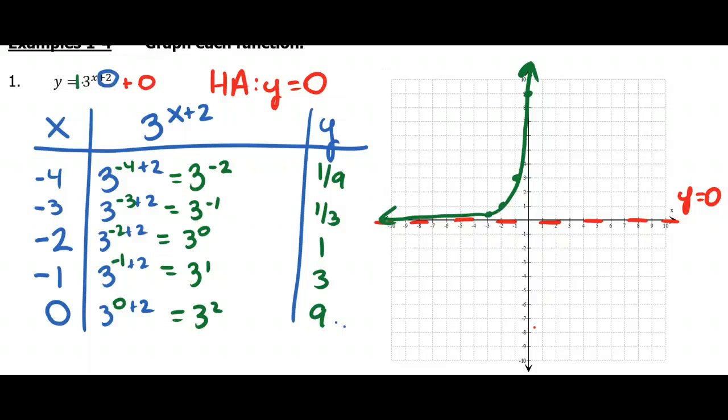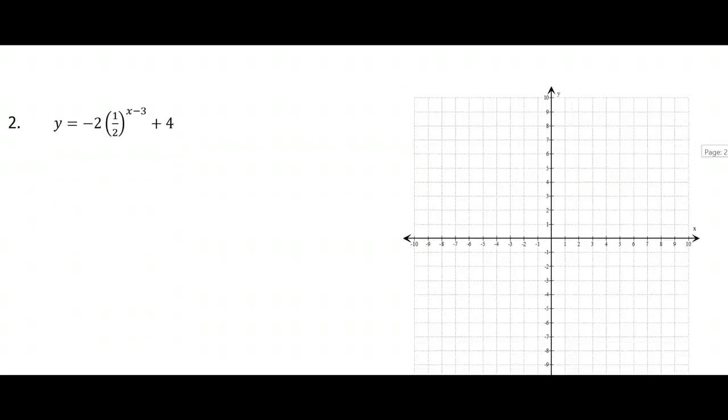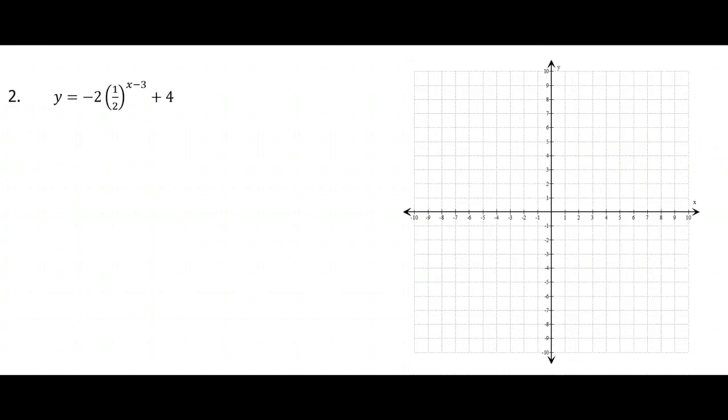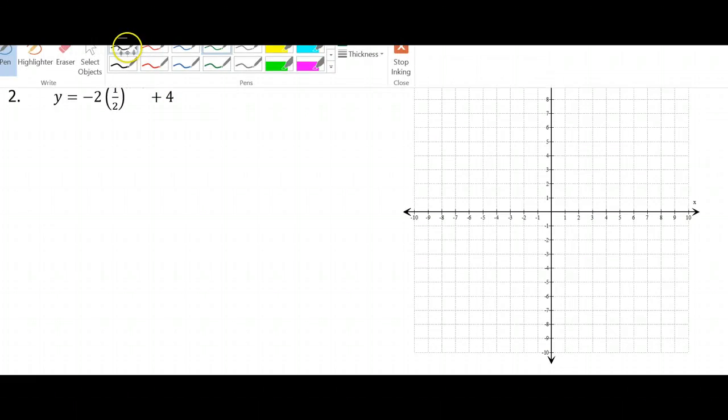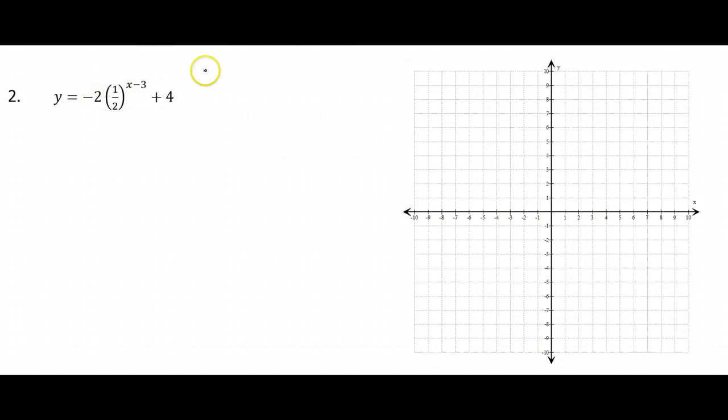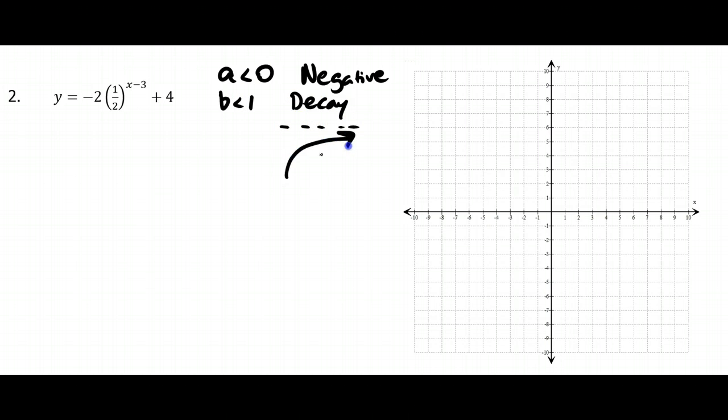Okay, for number 2, I have the equation y equals -2 times 1/2 to the x minus 3 power plus 4. Let's go ahead and think about our behavior first of all. Our A value is negative here, the -2. So A is less than 0, which means we're going to have negative behavior. And our B value is less than 1, which means I'm going to have decay. So this is going to be negative decay here, and negative decay, again, looks like this. This is going to be your shape for negative decay. So that's what my graph should look like.